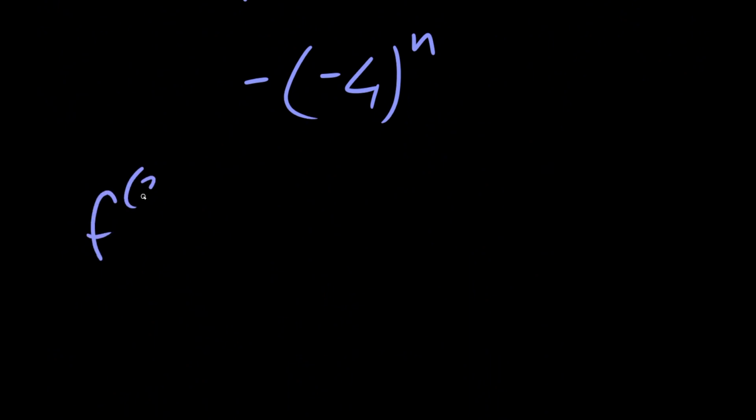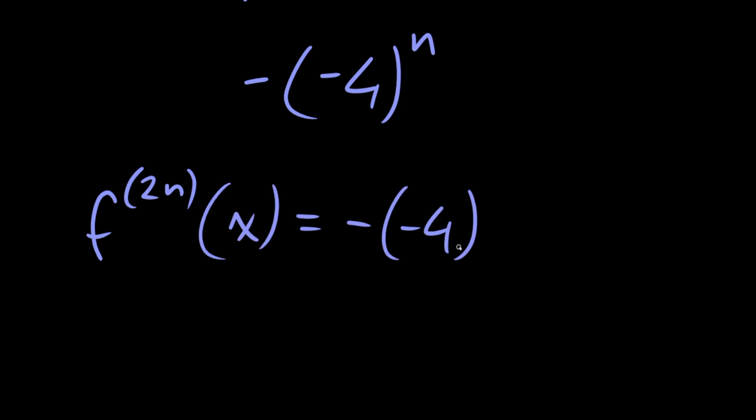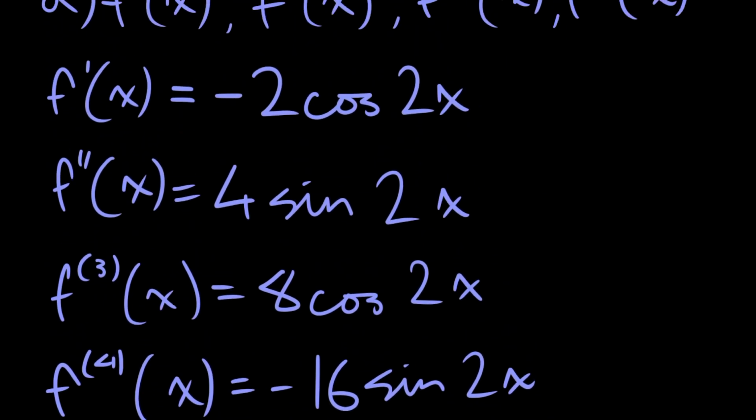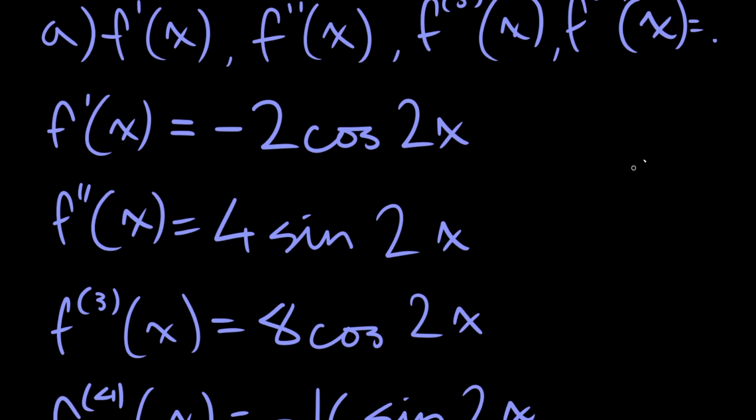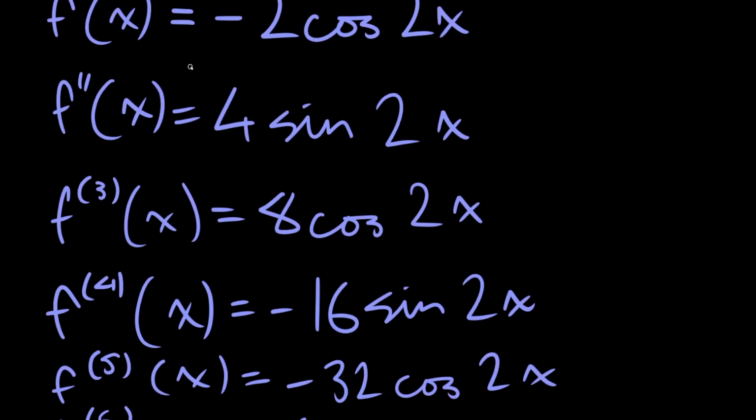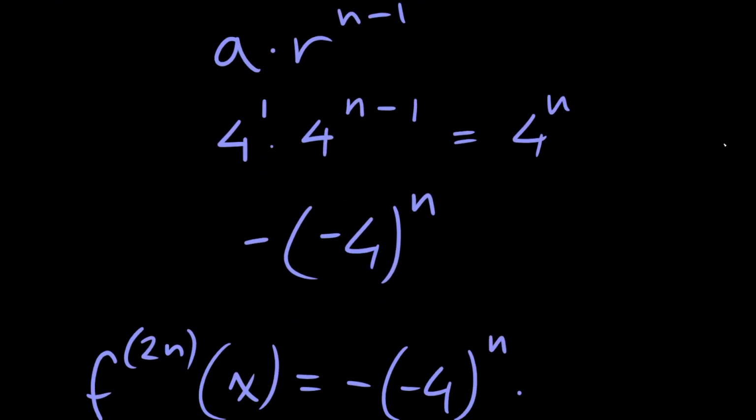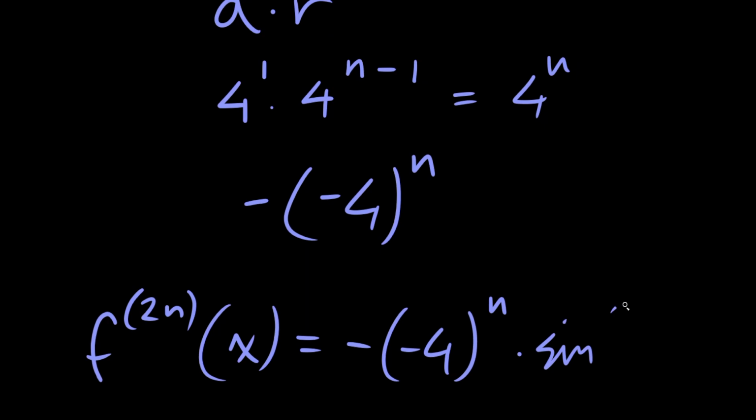So f to the 2n is going to be equal to negative 4 to the n. Then of course we're going to have to multiply by one of these terms. And we'll notice that every other derivative is using a sine term. So we can just write sine 2x. And that's going to be the answer for this question.